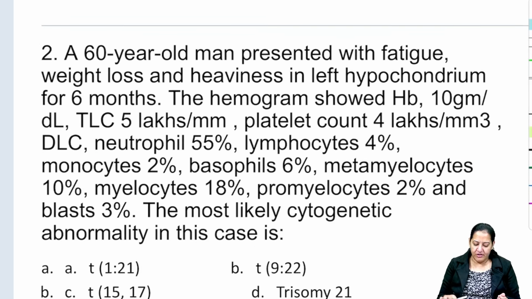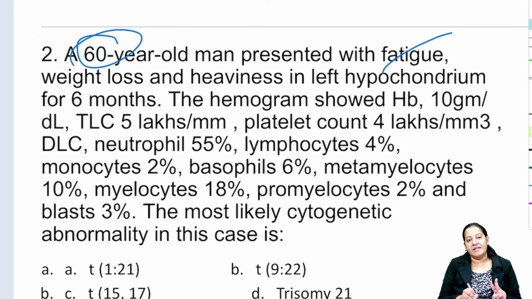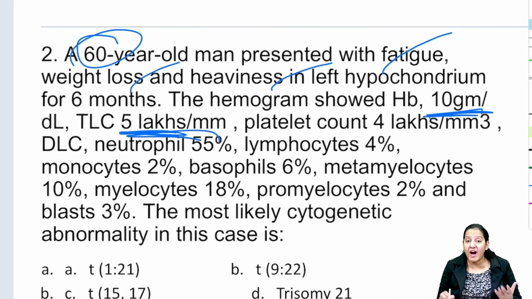The next question is in front of you. Take the clues. So there is a 60-year-old man. Number 1, the age is a clue. Presented with fatigue, that is anemia, weight loss and heaviness of the left hypochondrium 6 months back. Hemogram shows hemoglobin is a little bit less. TLC, total leukocyte count, is 5 lakh. Normally it's 4,000 to 11,000, but here it's 5 lakh, indicating it's a clear-cut case of leukemia. The platelet count is in normal range still.